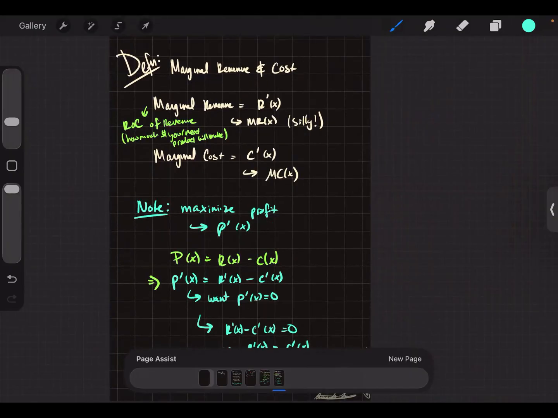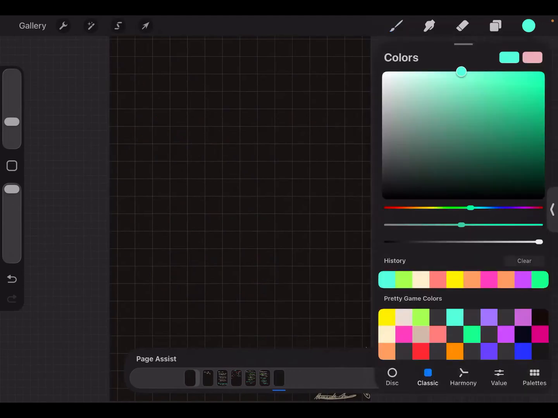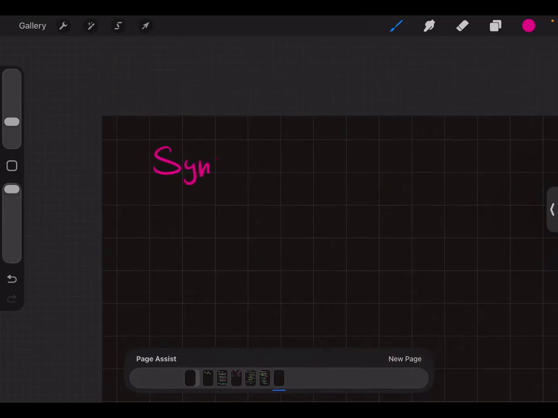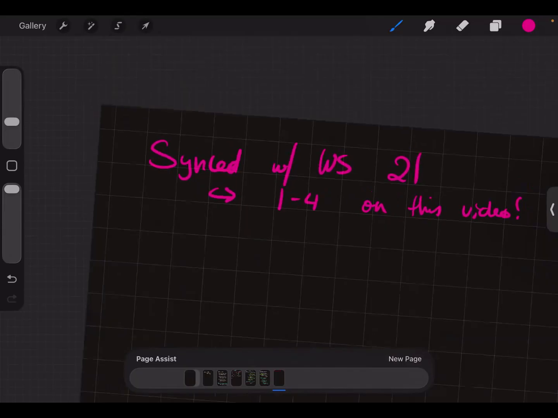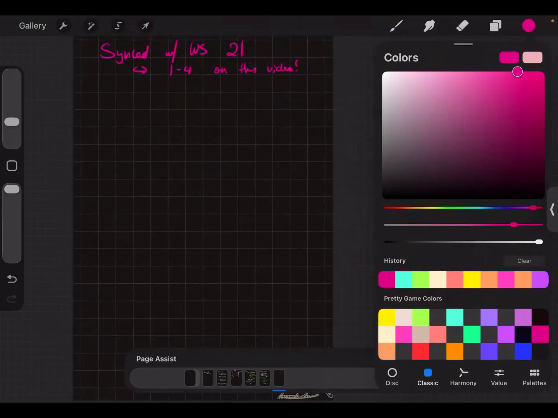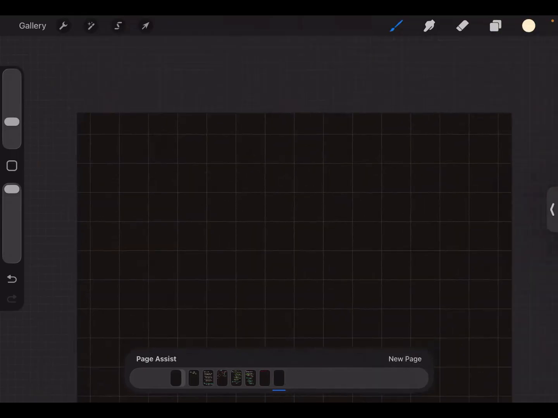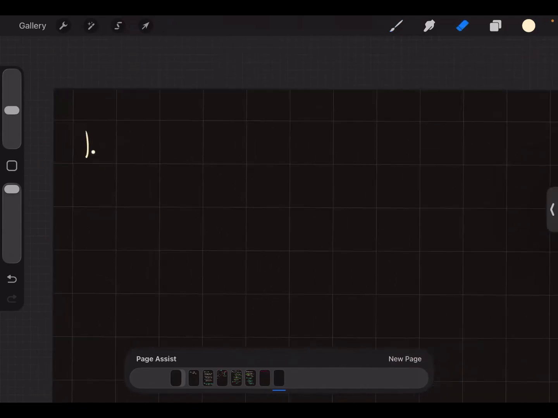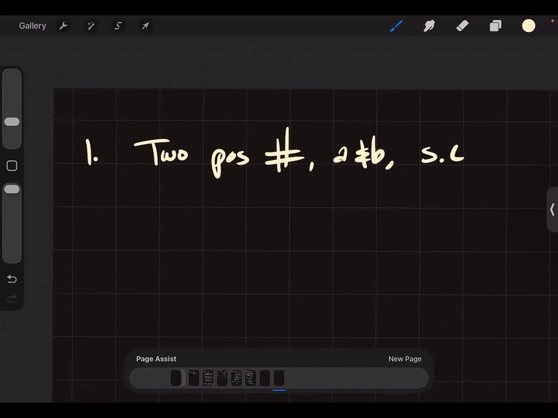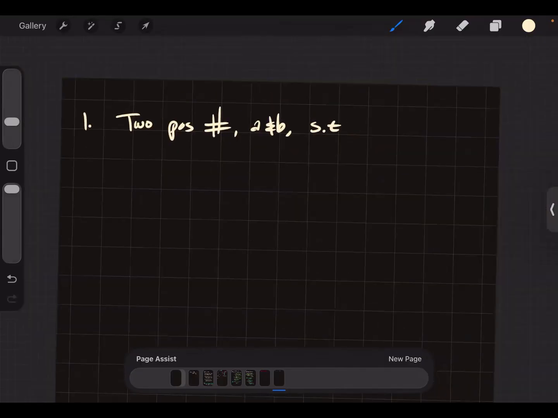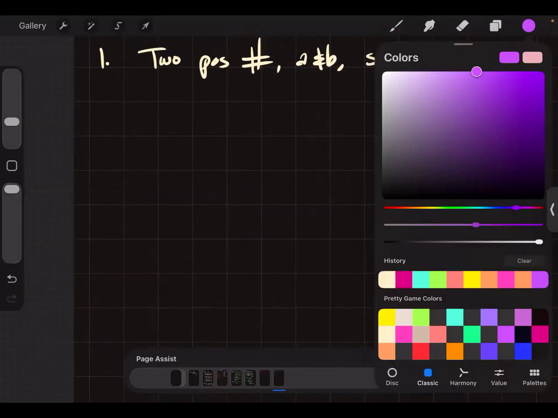So let's do some problems. This is synced with worksheet 21, and I will be doing problems 1 through 4 on this video. Okay? It'll be fine. And I'll show you guys how I typically like to organize my work too. So problem number 1 says, find two positive numbers whose product is 120 and minimize the sum. Okay, two numbers. Let's call them A and B. This is what I advise to my in-person students as well. This is where my equations are going to go, my initial equations given to us by the problem.